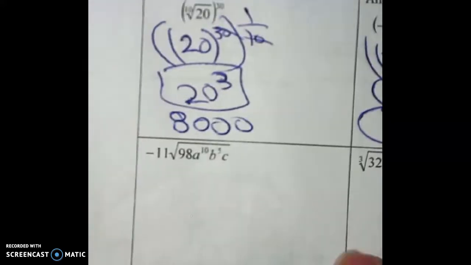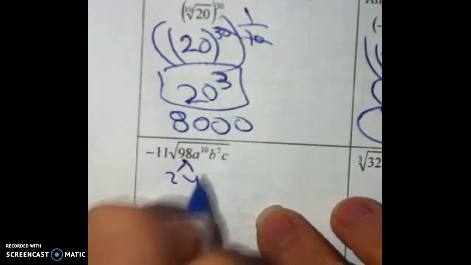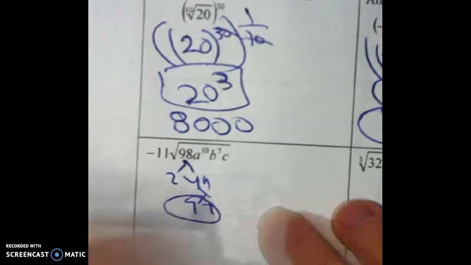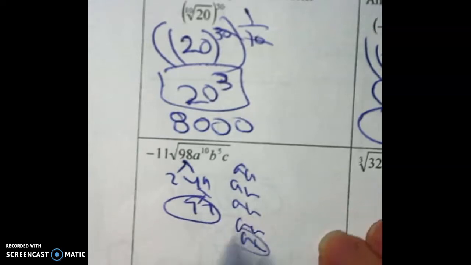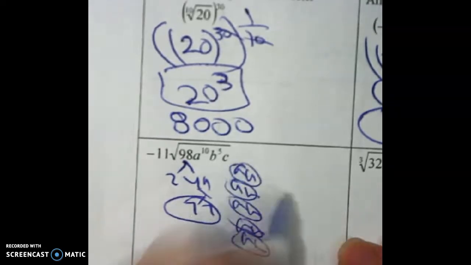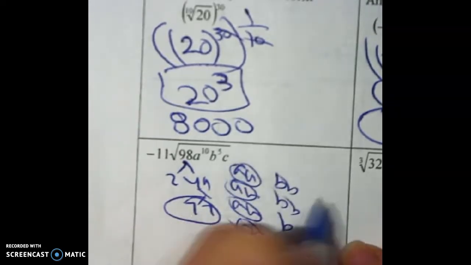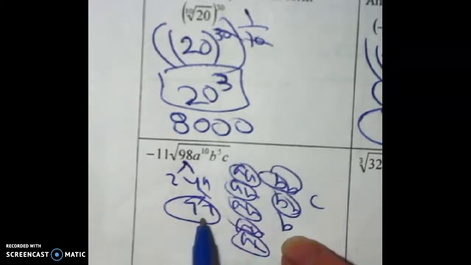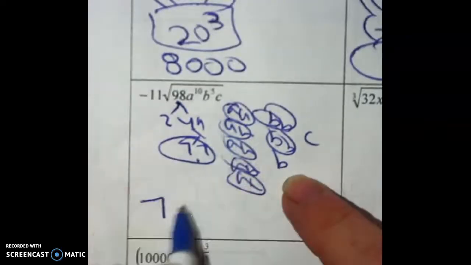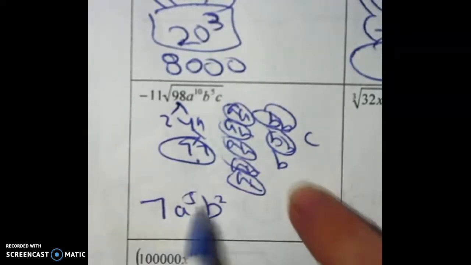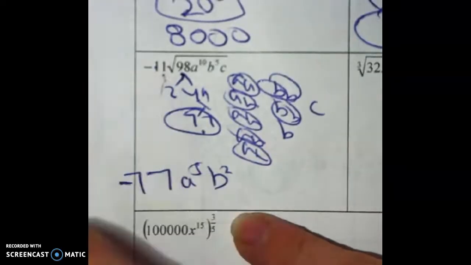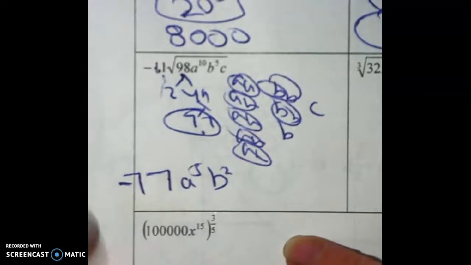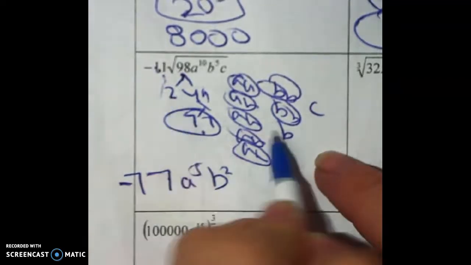So I need to simplify it. So I do my tree, 2, 49, 7, 7, double. 1, 2, 3, 4, 5, 6, 7, 8, 9, 10. 1, 2, 3, 4, 5. 1, 2, 3, 4, 5. 1, 1, 2. So I circled a 7, 5 A's, 2 B's. Oh, but I got that negative 11 in there. So that should actually be negative 77 because I have to go 7 times negative 11. And I'm left with a 2, a B, and a C.